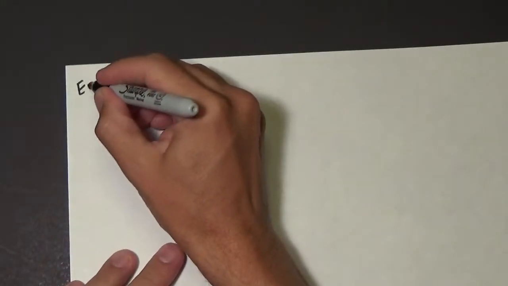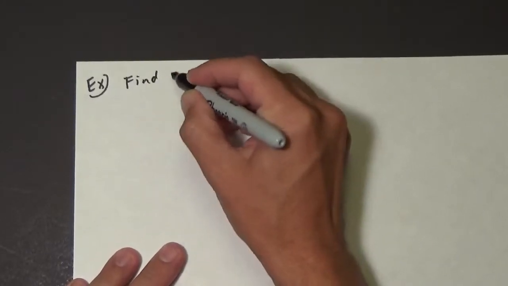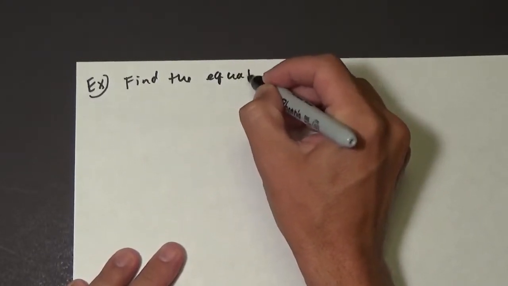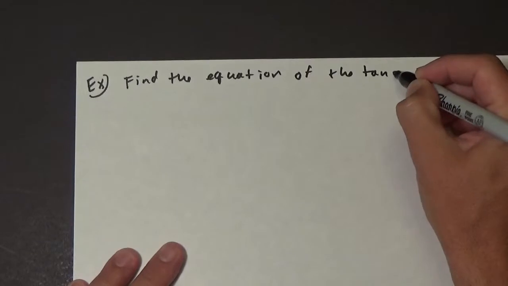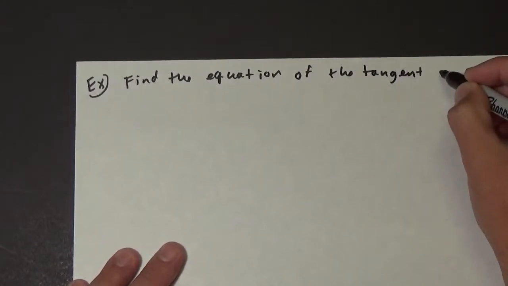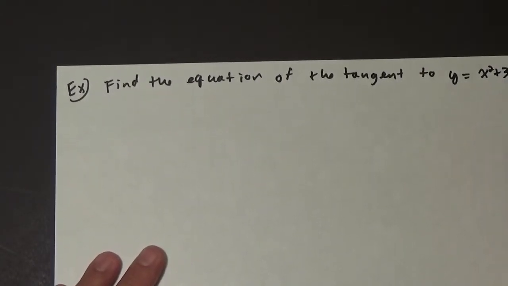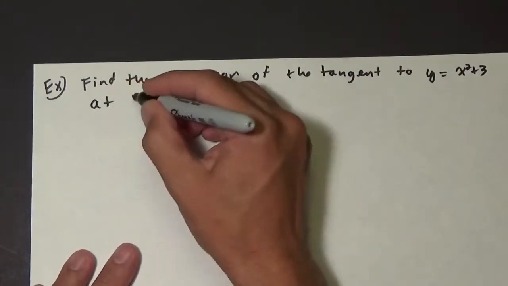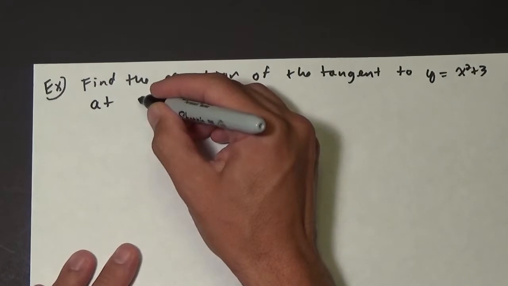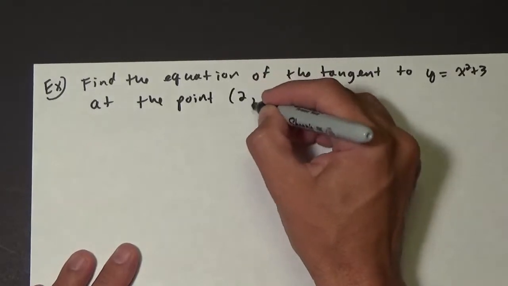So let's look at this problem here. We want to find the equation of the tangent to y equals x squared plus 3 at the point (2, 7).